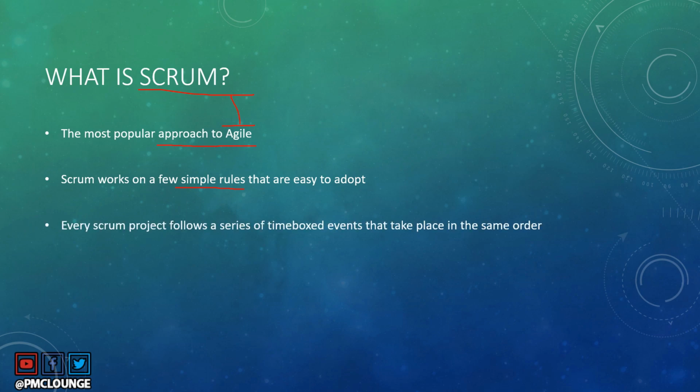Now, every Scrum project follows a series of time boxed events. And, if you don't understand this, hang around. The next slide is going to explain everything. So, for now, just understand the fact that every Scrum project follows a series of time boxed events that take place in the same order. So there are events which are part of a time box. Assume this is a time box and there are certain events that need to happen within this time box, and they always take place in the same order that you see. So that's how a project is delivered when it follows Scrum.